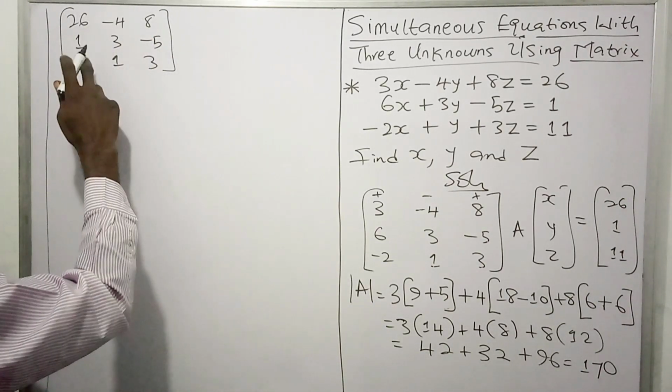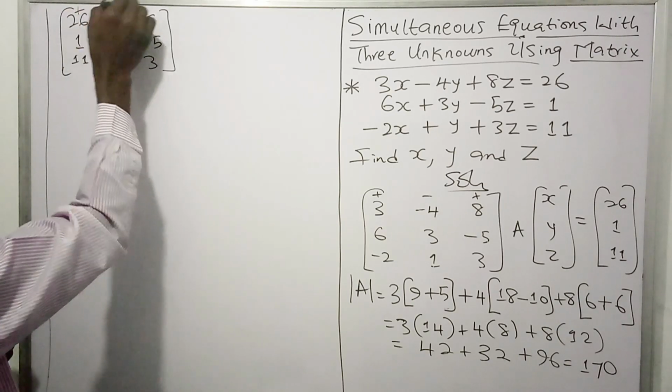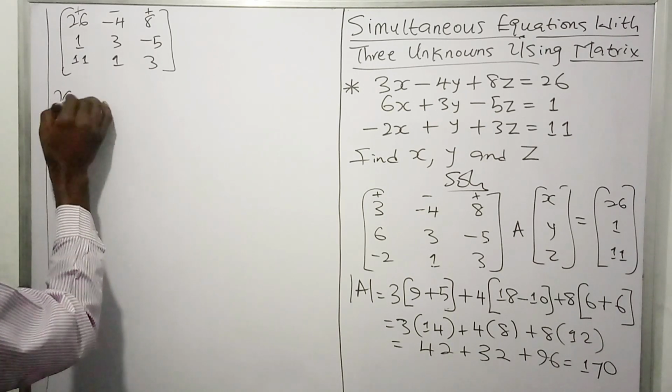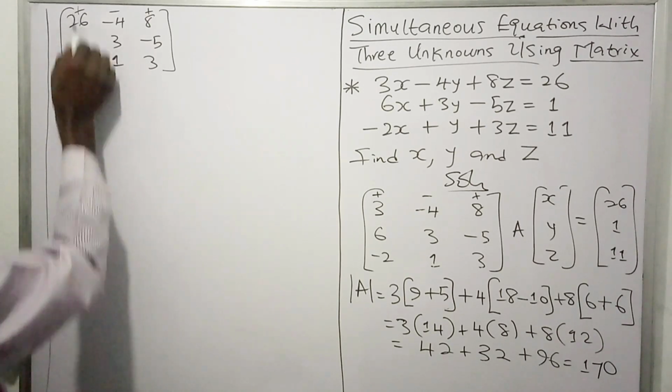So we're going to find the determinant of this as well again. Don't forget, the signs are positive, negative, positive. All right, so let's do this now. So we are going to have 26 in bracket. We close here and close here up.